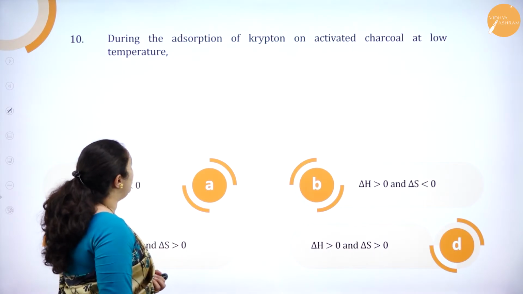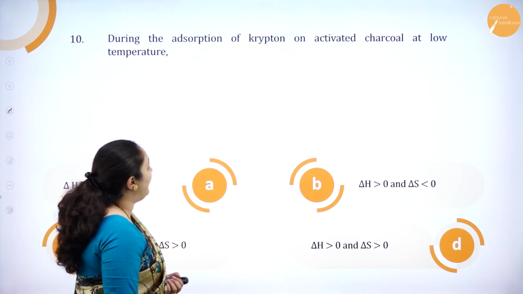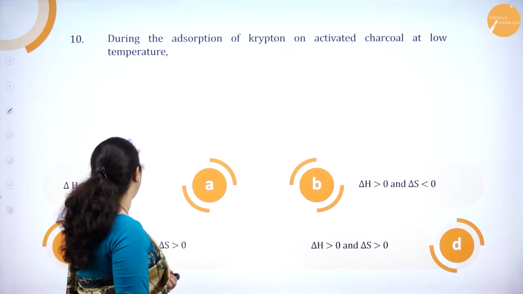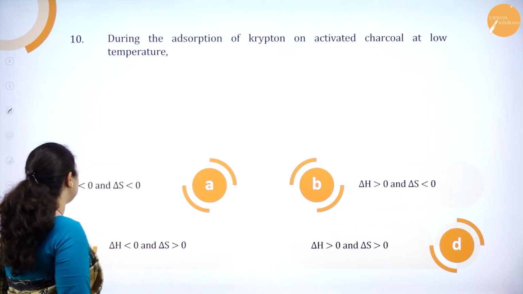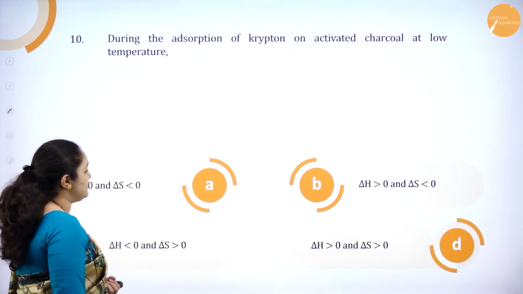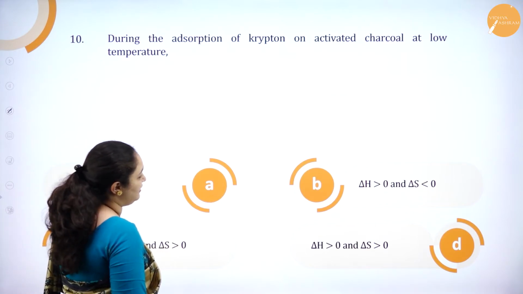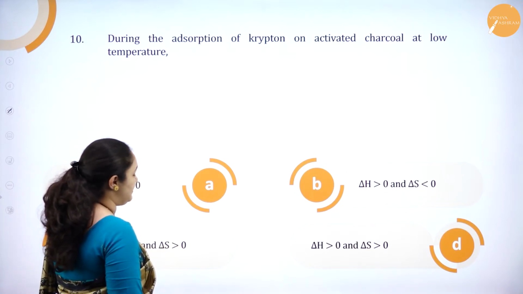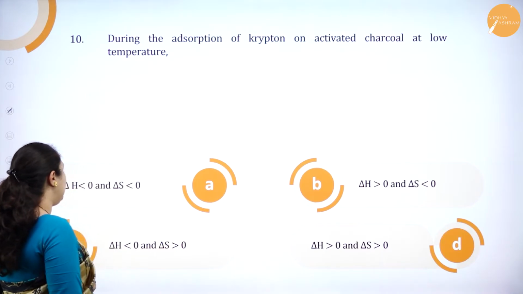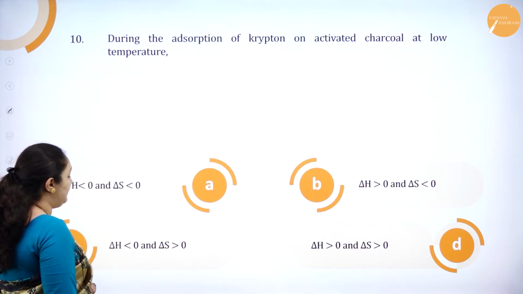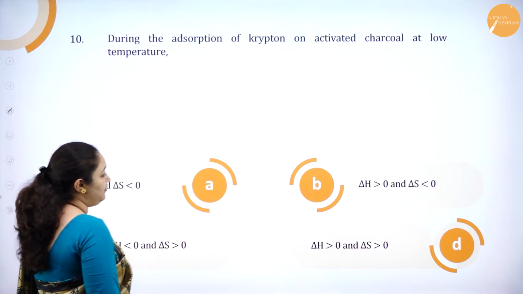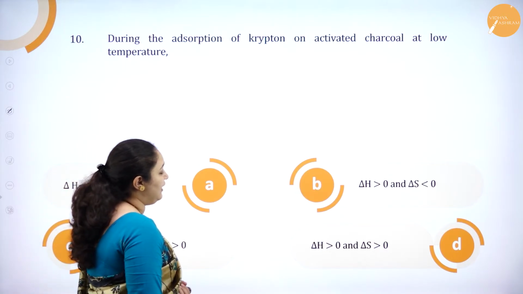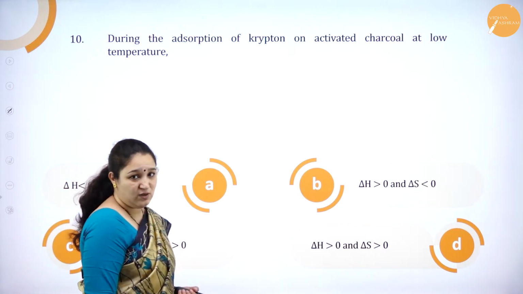During the adsorption of krypton on activated charcoal at low temperature: Option A, delta H is less than 0, delta S is less than 0. Option B, delta H is greater than 0, delta S is less than 0. Option C, delta H is less than 0 and delta S is greater than 0. Option D, both delta H and delta S are greater than 0.